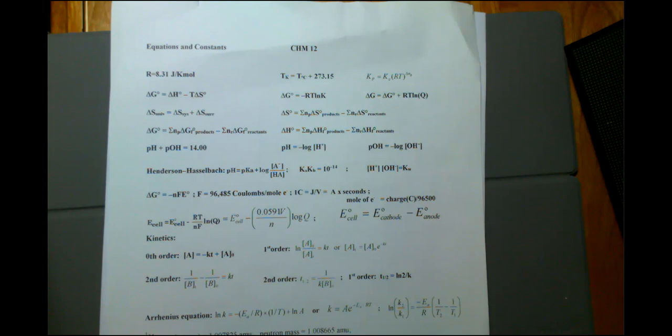Here we are. I want to show you this piece of paper. This is on the Blackboard document. It is called Equations and Constants. You can go there, download it, and print it out, and have it next to you every time you come to lecture, because we are going to use it many times.